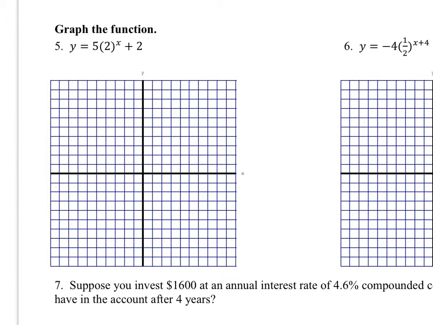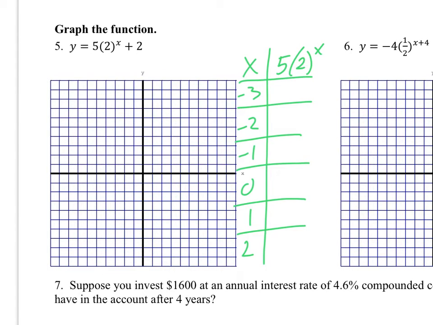Alright, for number 5, we've got another graph. So again, we'll want to set up a table. And I'll do a table for probably the entire 5 times 2 to the x. Then we'll just shift those values up 2. And one thing I might do too right away here is, since the graph is going to be shifted up 2, I might just try to dash in a line at y equals 2 so that I can, again, remember not to have my graph go below that line.